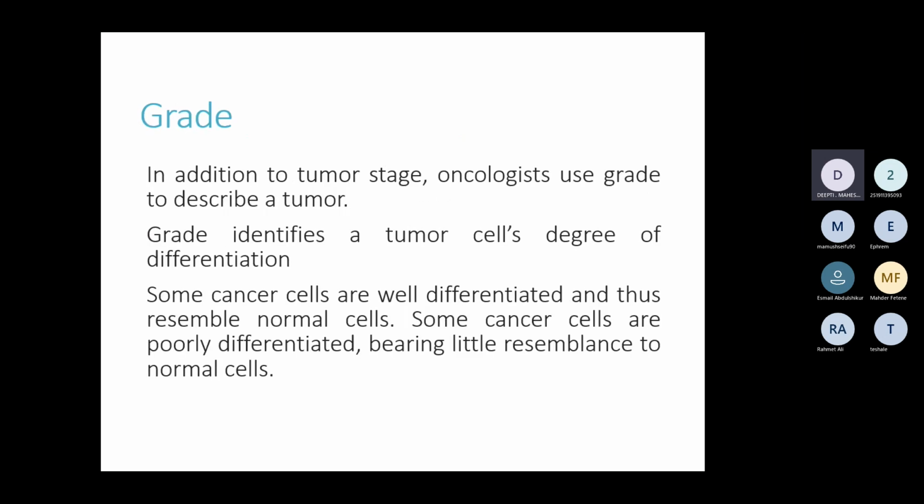I've explained grade. In addition to tumor stage, oncologists use grade to describe a tumor. Grade identifies a tumor cell's degree of differentiation. Some cancers are well differentiated and thus resemble normal cells. If they are well differentiated, because they have taken up a new structure and new function, they will resemble a normal cell, which is fully developed.